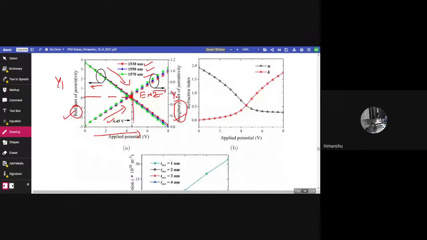And coming to figure 5.2b, it shows the real and the imaginary part of the ITO's refractive index as a function of applied potential at 1550 nanometer wavelength. This graph comes from the equation epsilon r equals n minus ik whole squared. Since we calculated the permittivity in figure 5.2a, from here we can calculate the refractive index using the formula epsilon r equals n minus ik whole squared, where n is the real part of the refractive index of ITO and k is the imaginary part of the refractive index of ITO.